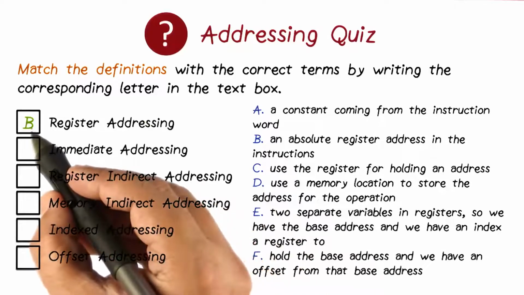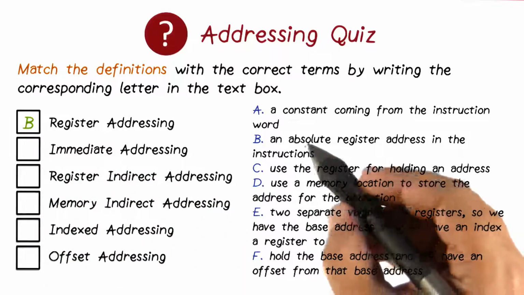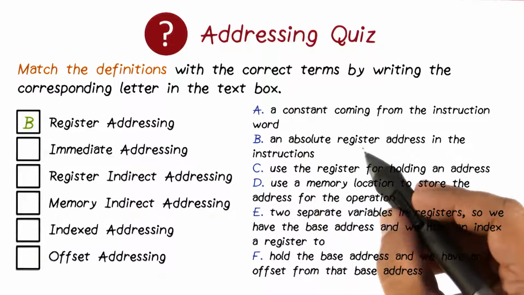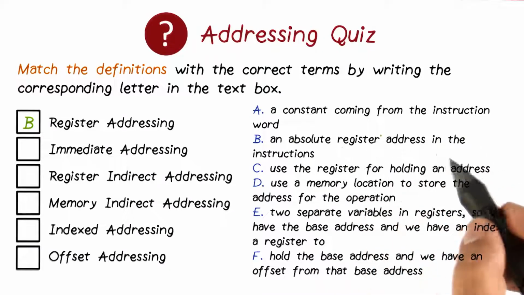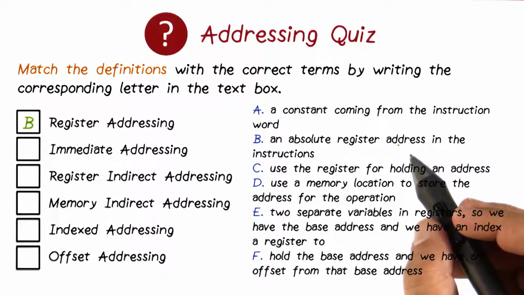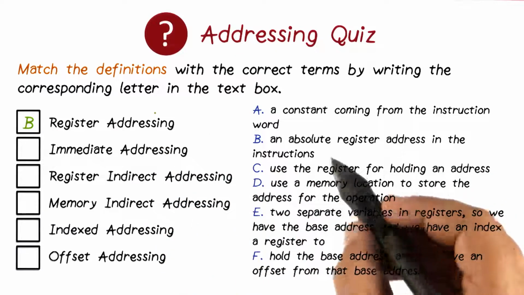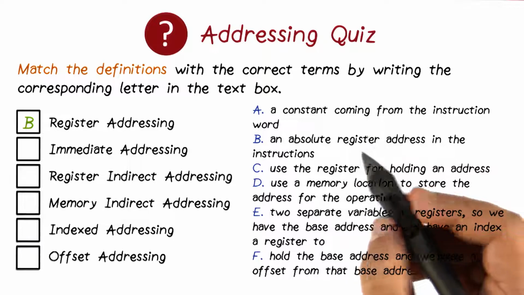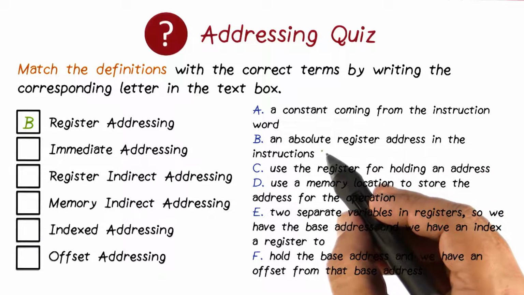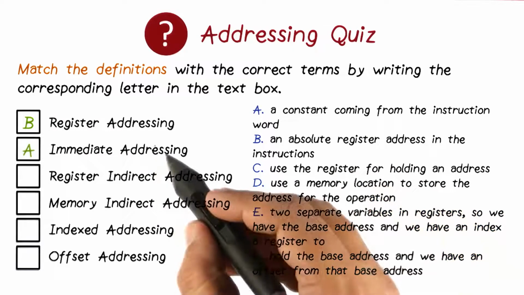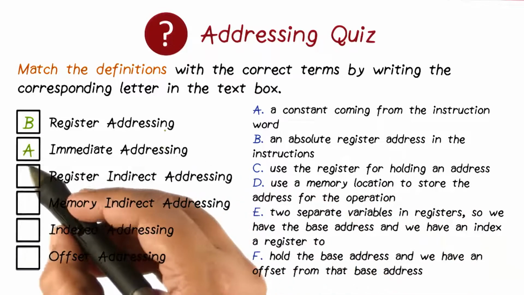So register addressing, what does it really mean? The correct answer is B. The alternative B says an absolute register address in the instruction. Such as if you say R3 or R5, that is register addressing mode. And what it means is we are actually giving the number of that register and putting that straight inside the instruction.